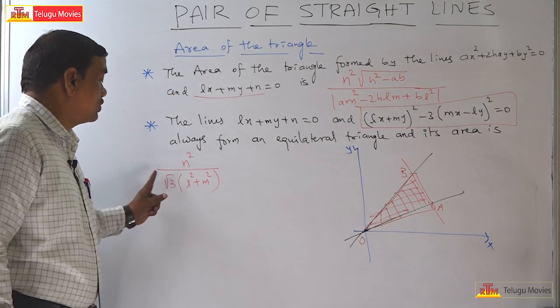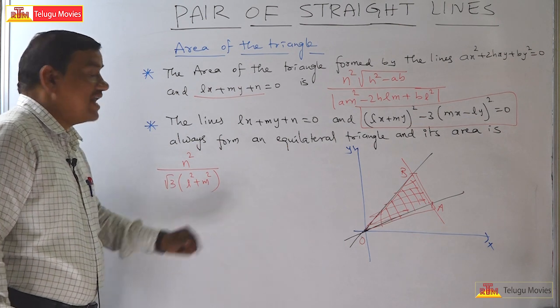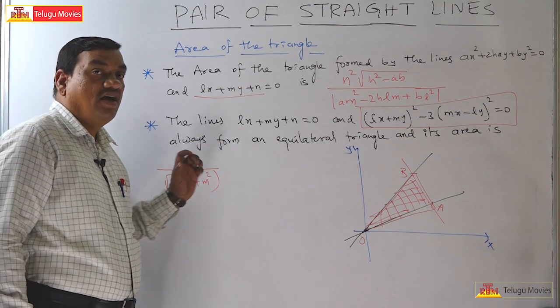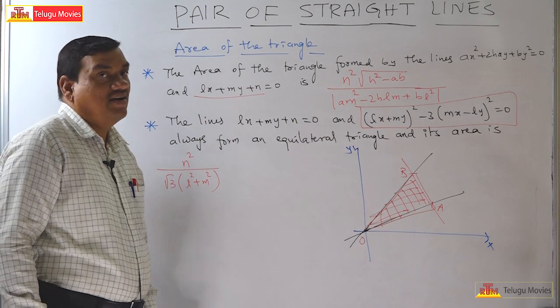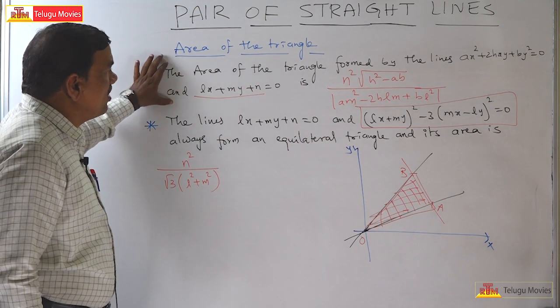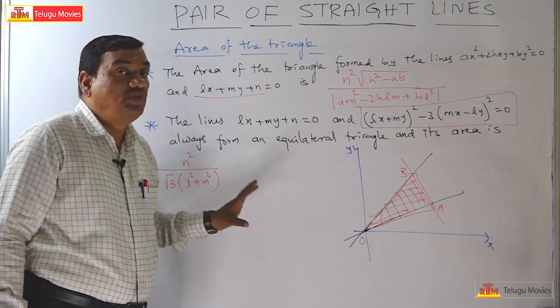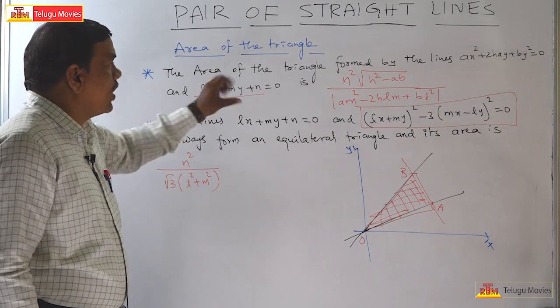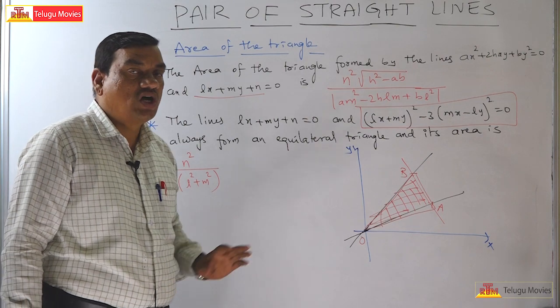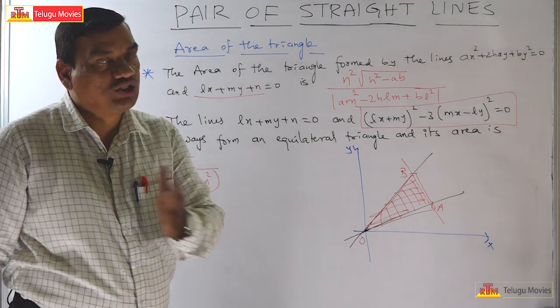is given by n square by root 3 times L square plus m square. This is the area of the equilateral triangle. This is not the area of any triangle, but particularly the area of the equilateral triangle. I hope that you understand this concept. So, let us go for the next concept.